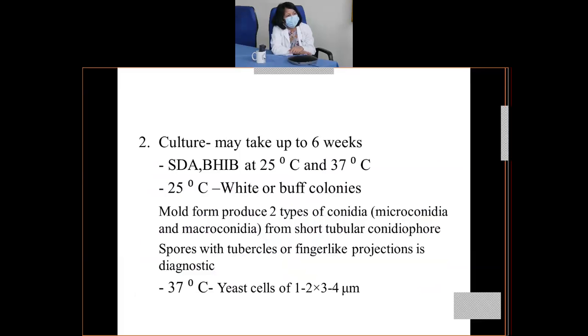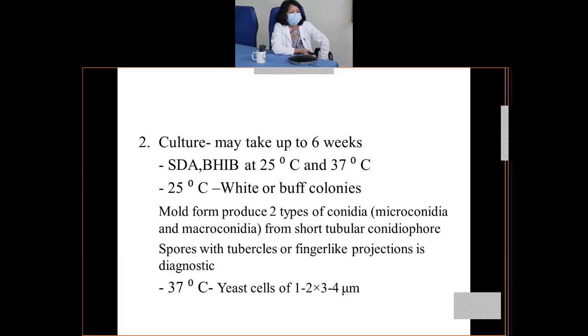The culture may take up to 6 weeks; the culture is very prolonged. It can be cultured in SDA and BHIB at 2 temperatures, that is 25 degrees centigrade and 37 degrees centigrade. At 25 degrees centigrade, they are white or buff colonies. Buff means an amber color, a light brown color.